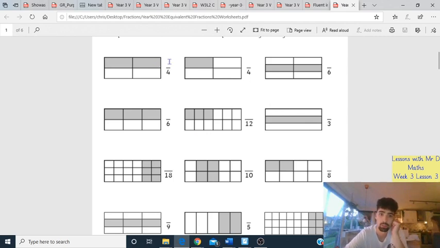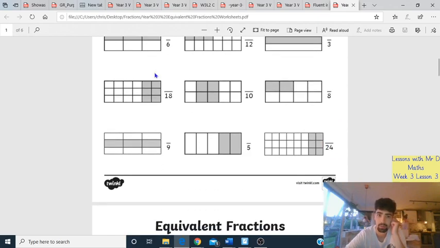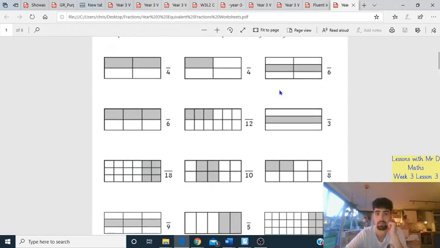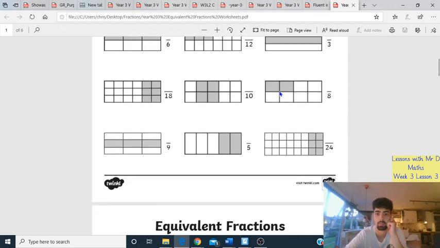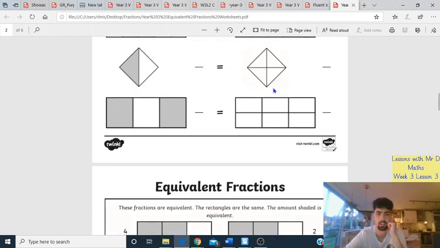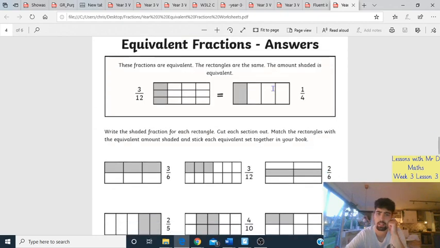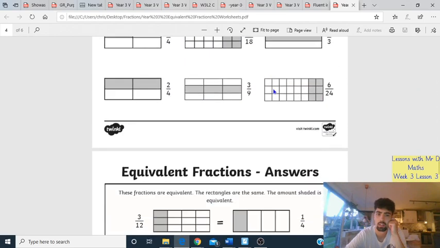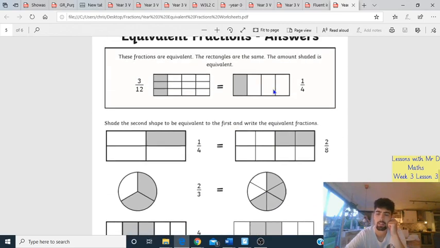So if you've got 1/4, which one? We've got 2/4 here. Which one is the same as 2/4? Say there's 2/4. I think it's a bit tricky, this one. Doesn't really help us.